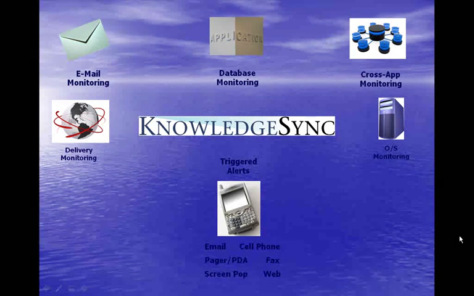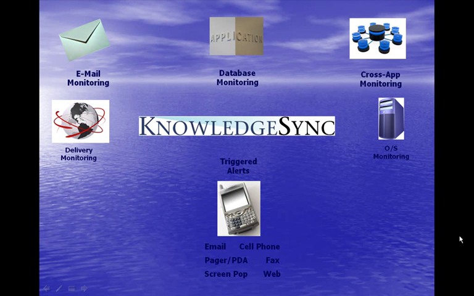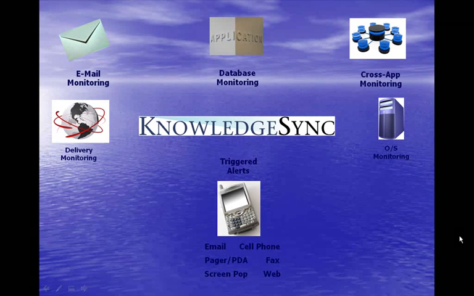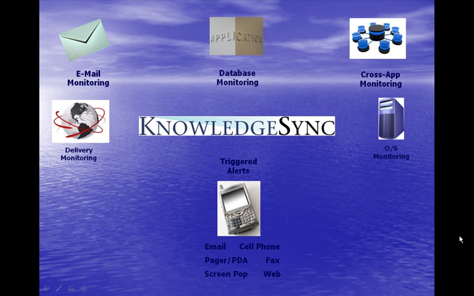Now, if we turn our attention to the methods by which KNOWLEDGESYNC can respond to these triggered events, first and foremost, KNOWLEDGESYNC can send out alerts via email, fax, pager, cell phone, Palm Pilot, Screen Pop, web browser. All of these delivery methods are included in KNOWLEDGESYNC. You do not have to purchase any additional hardware or software. We often get asked what email systems KNOWLEDGESYNC supports, and it's an easy answer. All of them. Microsoft Outlook or Exchange-based email, Internet or SMTP-based email, Lotus Notes mail, etc.